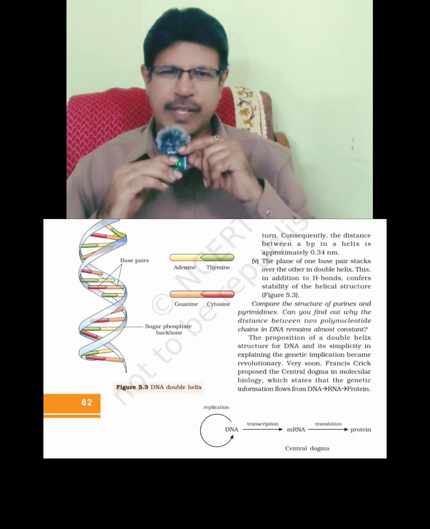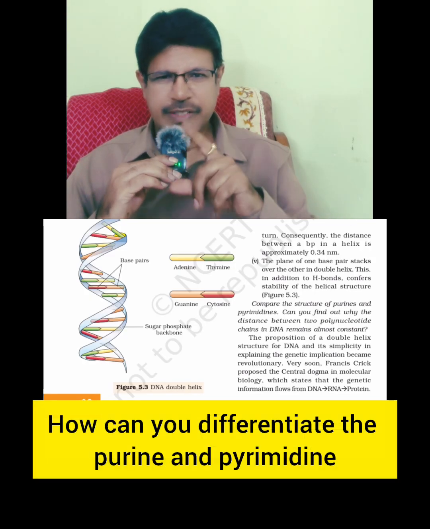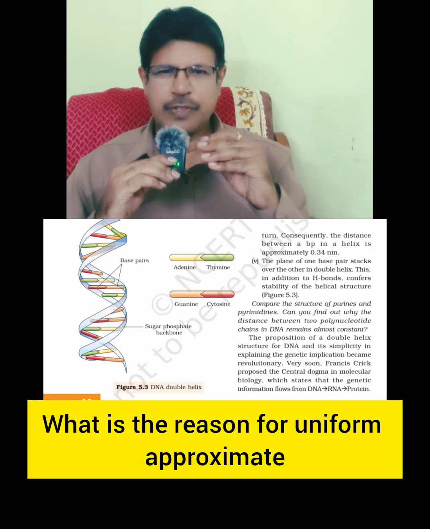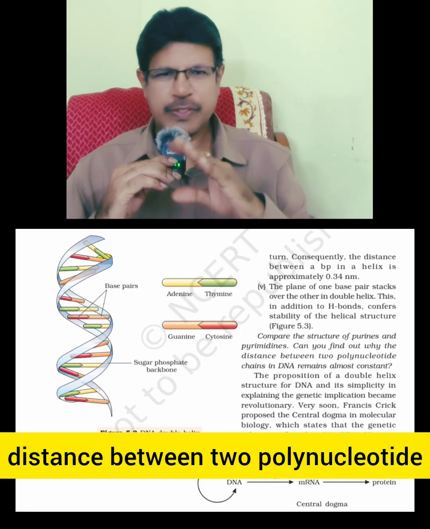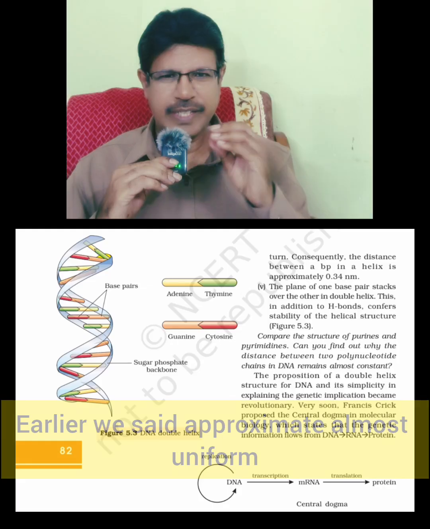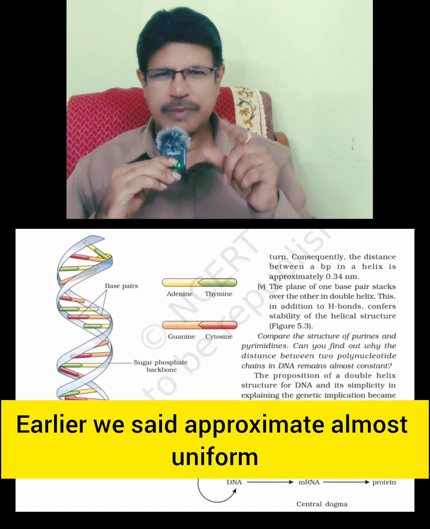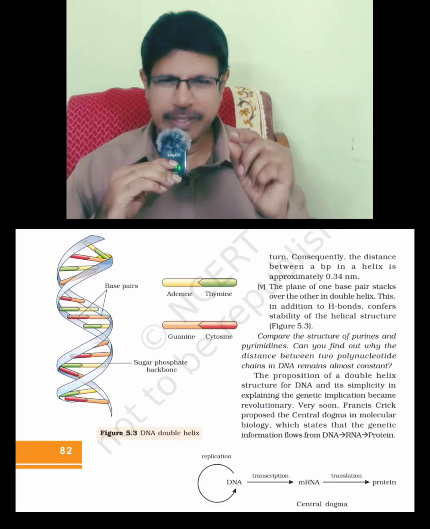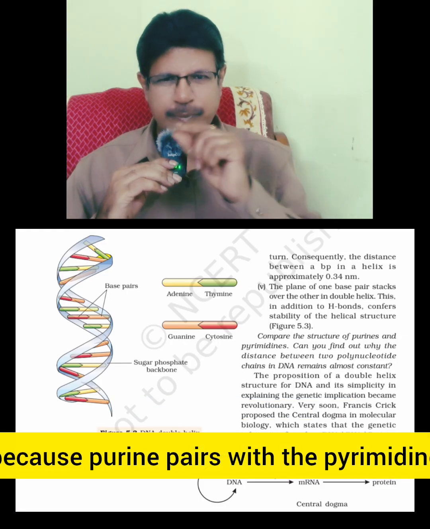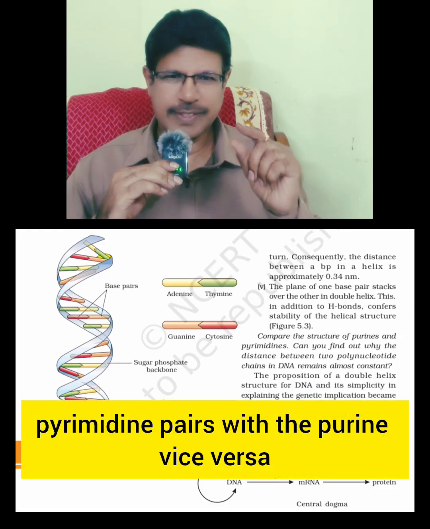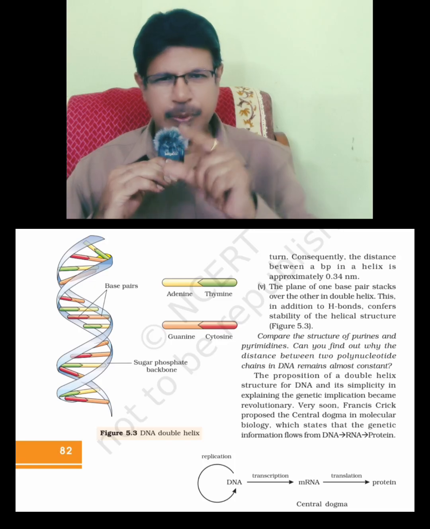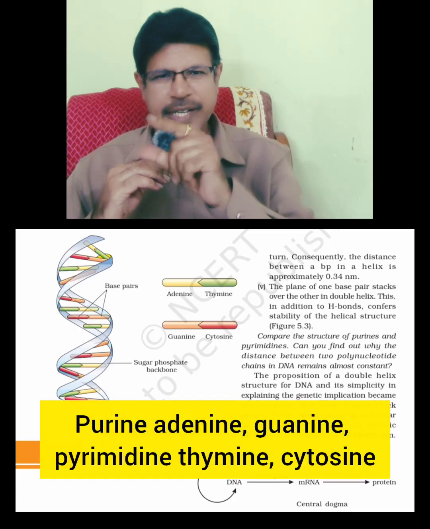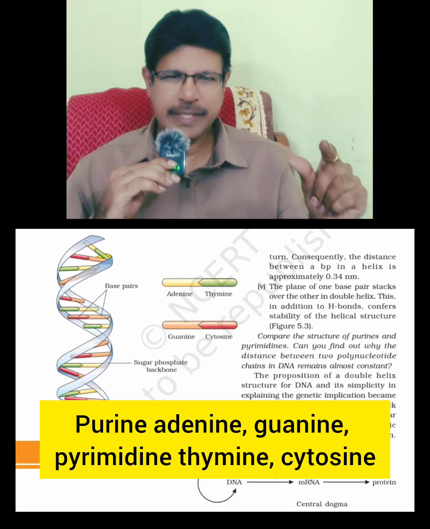Next, how can you differentiate the purine and pyrimidine? What is the reason for uniform approximate distance between two polynucleotides? Earlier we said there is an almost uniform distance between two polynucleotide strands because purine pairs with pyrimidine, pyrimidine pairs with purine, vice versa. Next. Purine is dicyclic, pyrimidine is monocyclic. Purines are adenine and guanine, pyrimidines are thymine and cytosine.